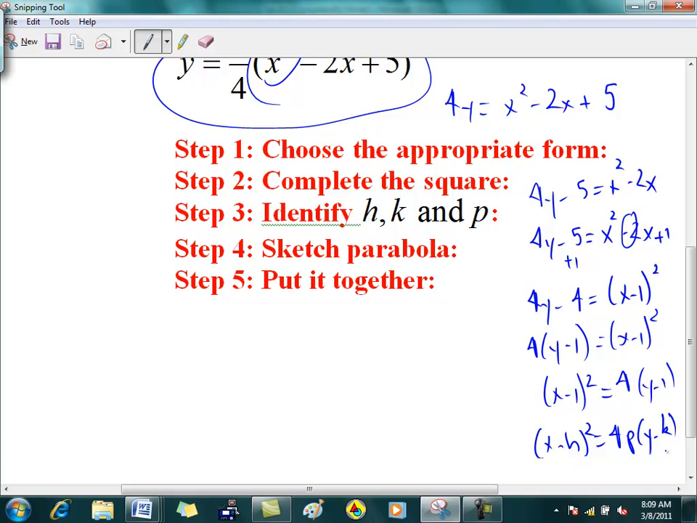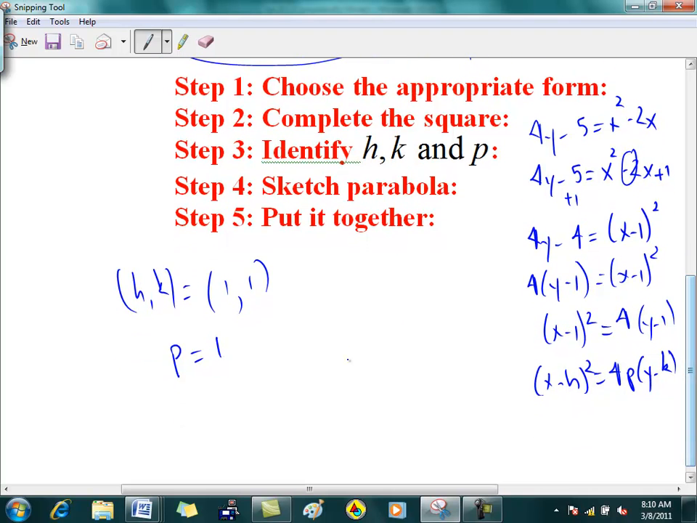Okay? So someone tell me h and k. Sorry, 1 comma 1. Someone tell me what p is. I'm hearing a 0 and I'm hearing a 1. Do I hear a half somewhere? 1. Is everybody there? Laura? You see it's a 1? Okay, so p is equal to 1. Okay? So and then we need to sketch the parabola.